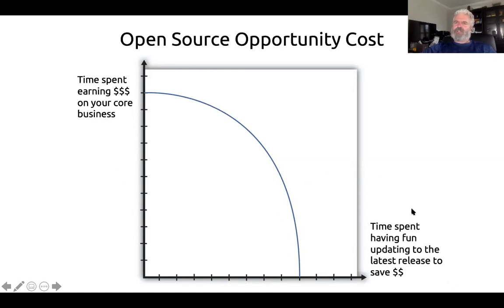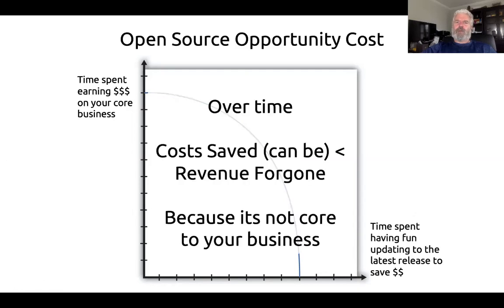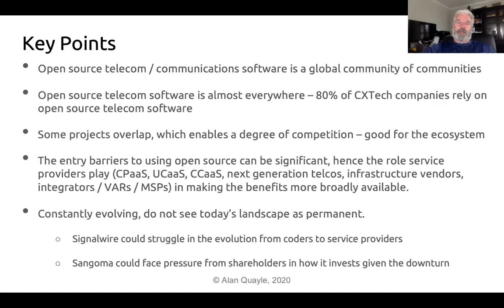managing this. So it's just to say, this is an opportunity cost curve that I see lots of enterprises go through, in that over time, the cost saved can be less than the revenue foregone, because it's not your core business. You're trying to remember the passwords. You're trying to remember, because you've not been tracking how to do one of the upgrades, and you're just getting frustrated because you've not been doing it for months. While your core business, that's what you're focusing on all the time. So this is an important thing to be aware of when you do adopt open source technology over time.